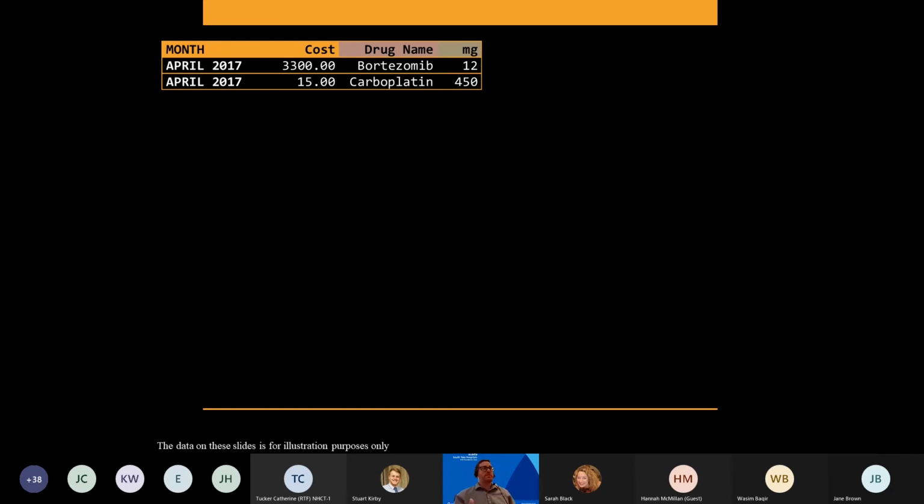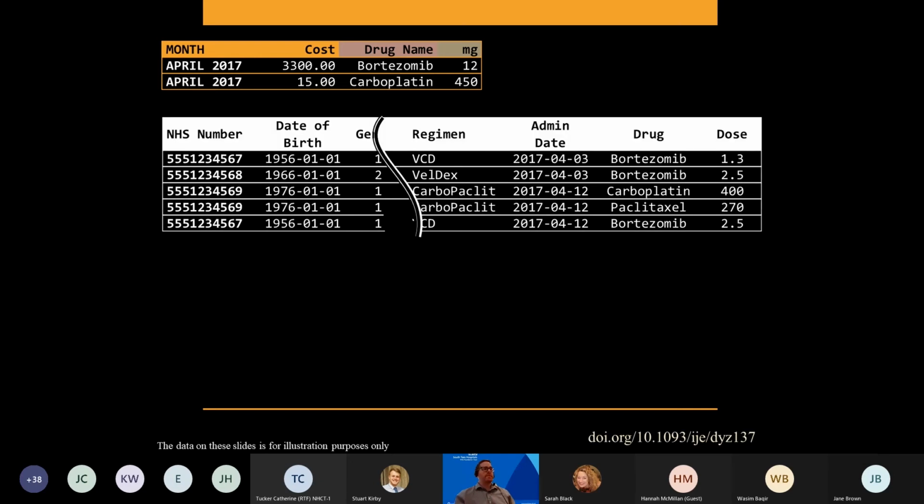We didn't need to work on any more level of accuracy than that. So you got the total number of milligrams of bortezomib you used in a month and the total number of milligrams of carboplatin. We did this for 20 drugs, but for the purposes of keeping the screen reasonably clean, I've just looked at 2 drugs.